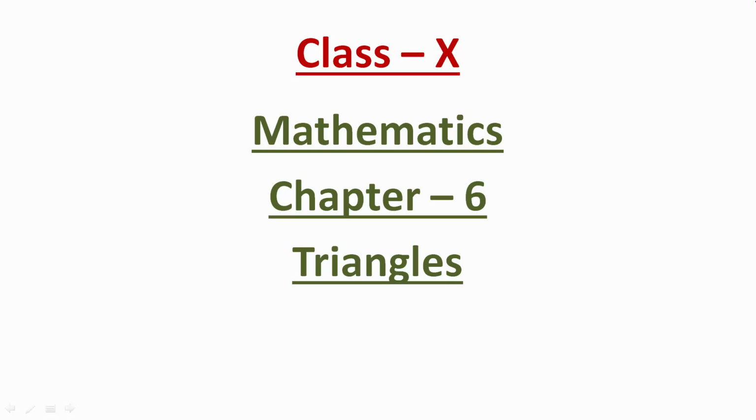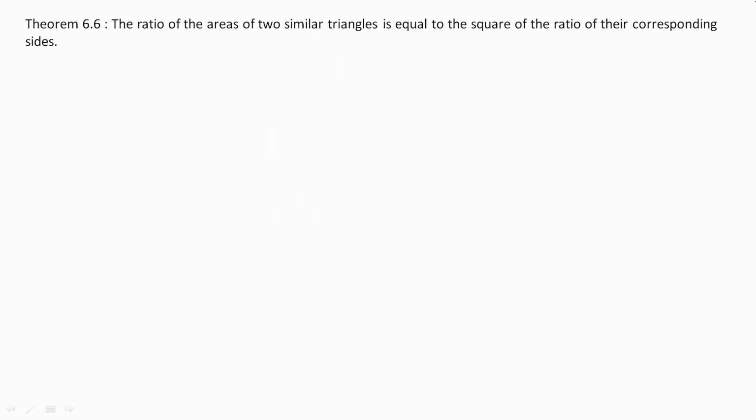Your next topic is theorem 6.6. Theorem 6.6 says the ratio of the areas of two similar triangles is equal to the square of the ratio of their corresponding sides.